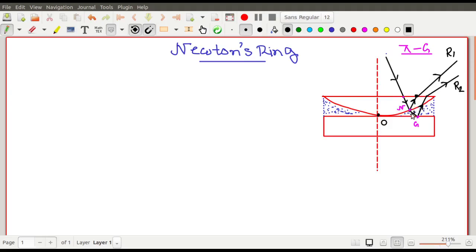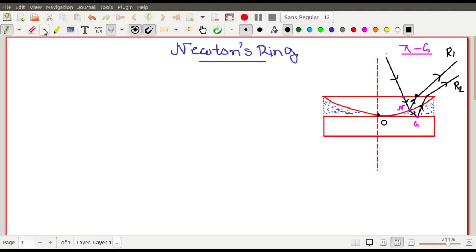But the same ray, from N to G, is traveling from the rarer to the denser medium, because this is the denser medium. So G is backed by the denser medium. At this particular reflection, that is the ray R2, R2 will have an extra phase of pi, due to the reflection from the denser medium. So this is the case that you are going to have in this particular arrangement.